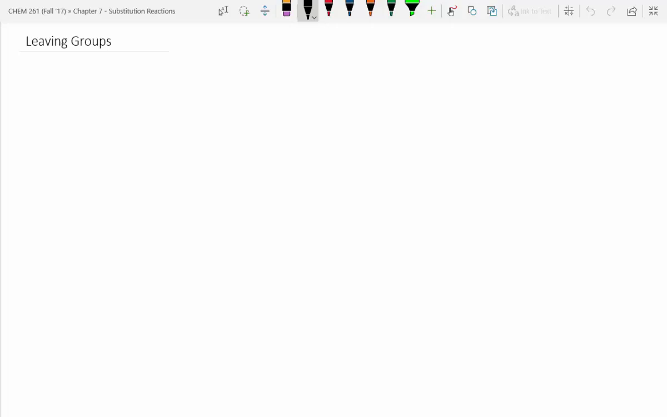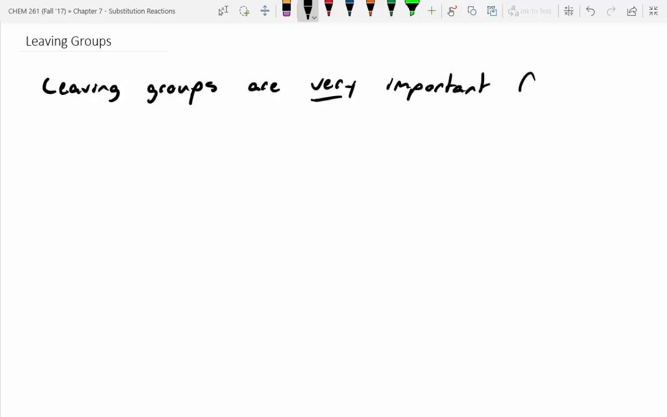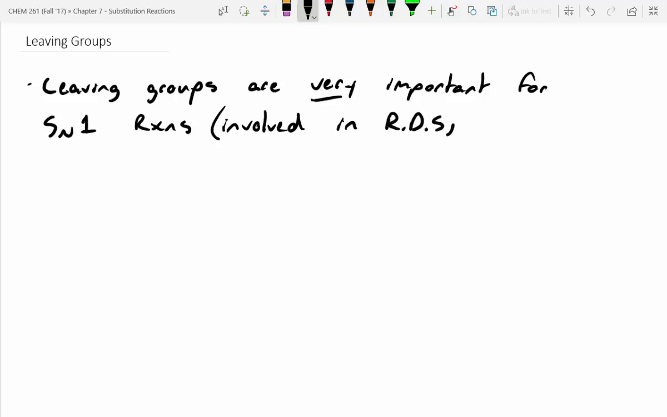So let's make a note of that. Leaving groups are very important for SN1 reactions. And I'll say involved in rate determining step, or RDS. And then we'll compare this to SN2.